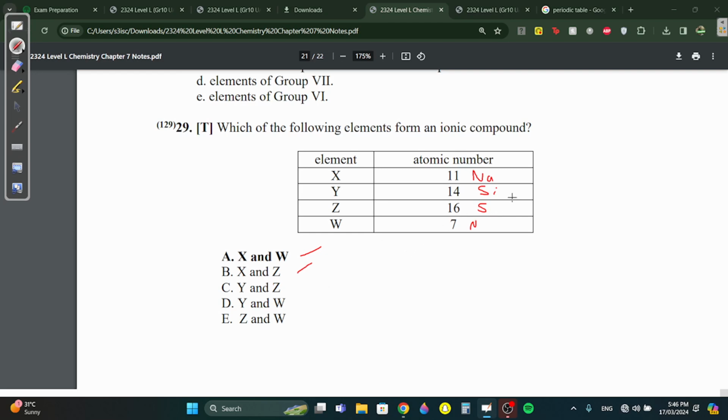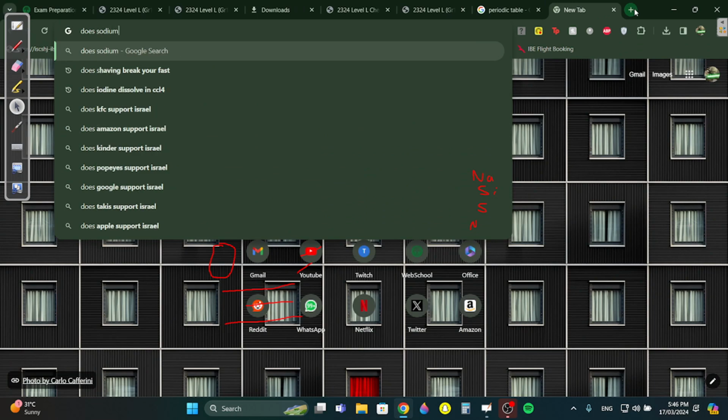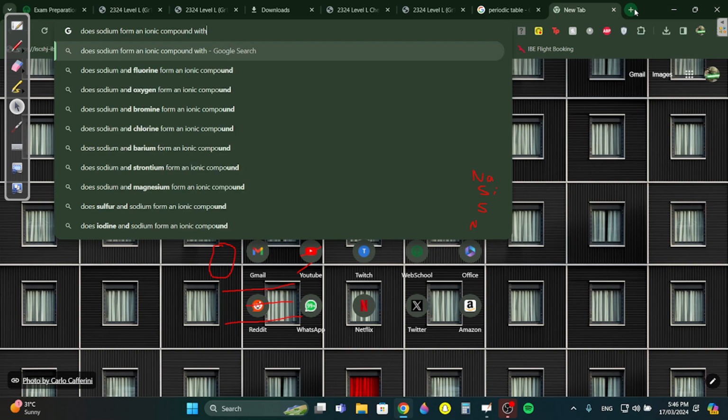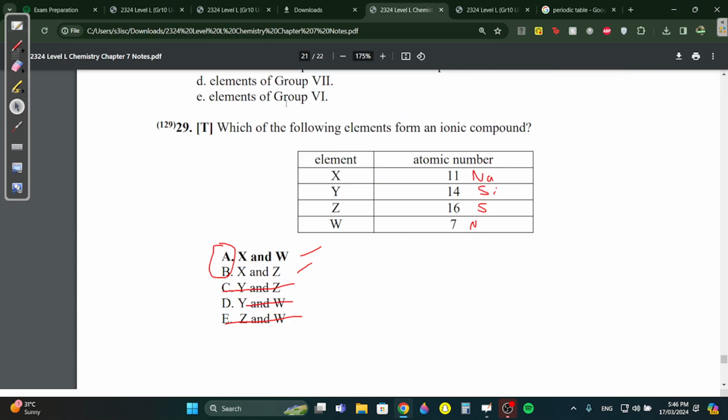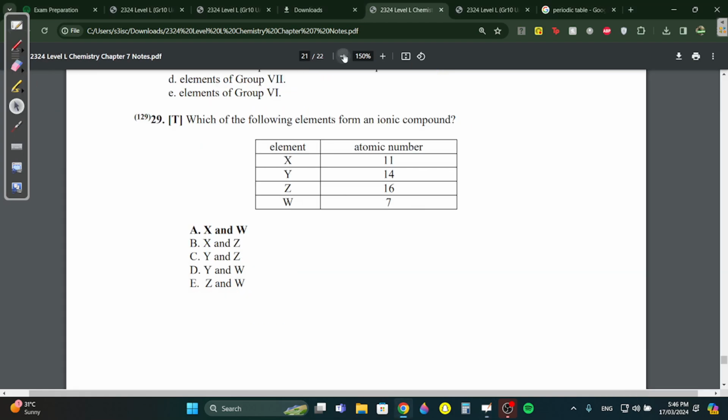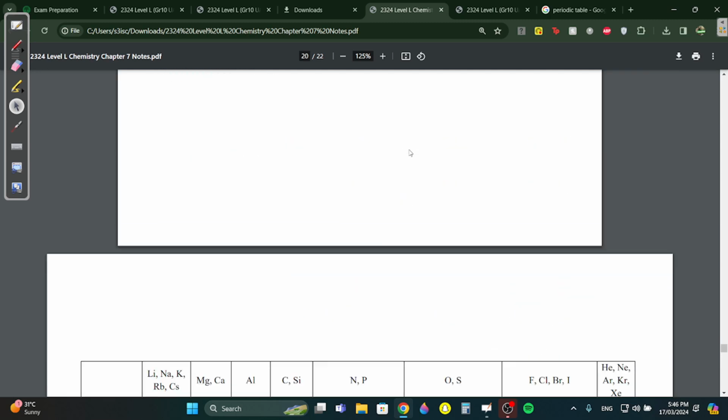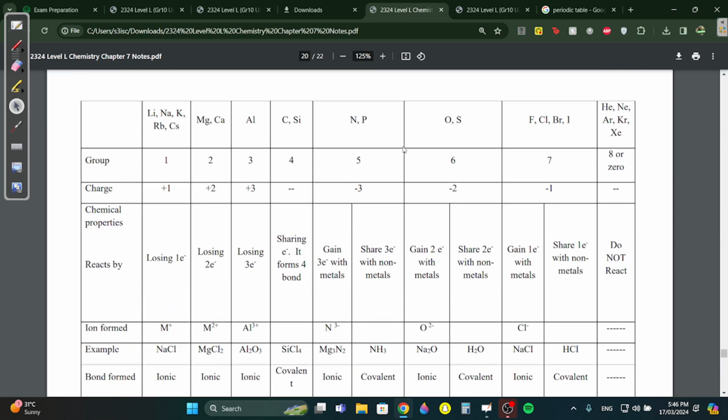Y and Z, it's silicon and sulfur. Obviously not, because they're non-metal, non-metal. Y and W, Y 14 and W again non-metal, non-metal, so no. Z and W, sulfur and nitrogen, they're also both non-metals, so you can't. I would argue that B is also correct. X and Z. Does sodium form an ionic compound with sulfur? Yeah, it forms an ionic compound. It does. Look, wait. Like it's an exception. Oh, maybe it's an exception. Wait. What's this?